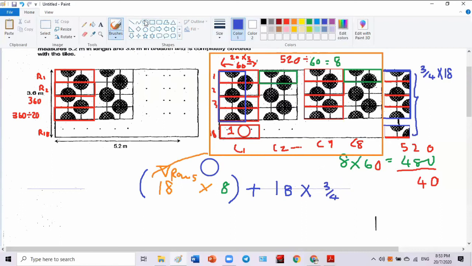A 3/4 circle like this. Okay, 3/4 circle. Maybe I should fill it.